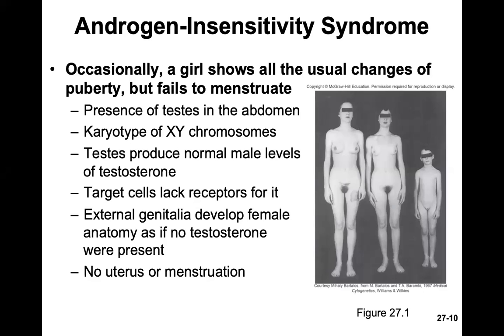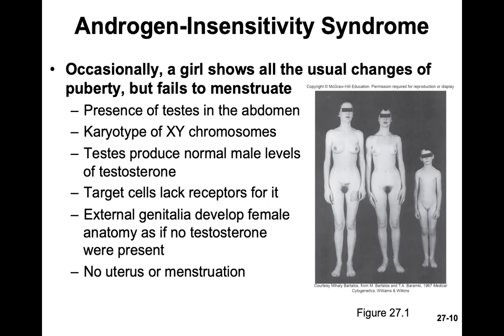All right, so let's talk about androgen insensitivity syndrome. So first things first, androgens are the general term for male hormones: testosterone and the testosterone analogs. Insensitivity means that something is not sensitive to something else. So in this particular case, this person has a syndrome where their body is not sensitive to testosterone.